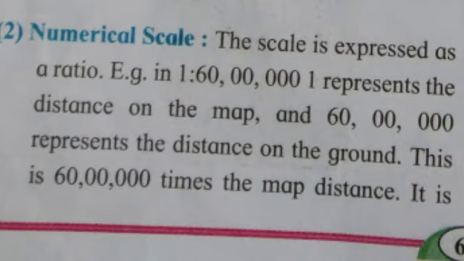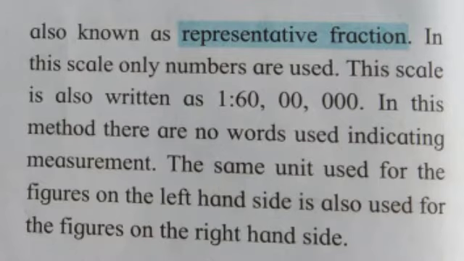Second type of map scale is numerical scale. A scale in which distances are expressed as a ratio is called numerical scale. The scale is expressed as a ratio. For example, in 1 ratio 60 lakh, here 1 represents the distance on the map and 60 lakh represents the distance on the ground. This is 60 lakh times the map distance.